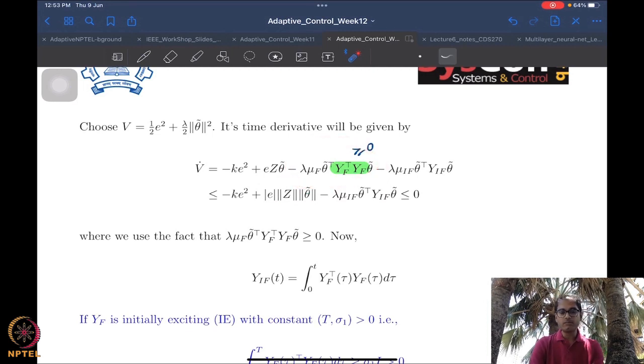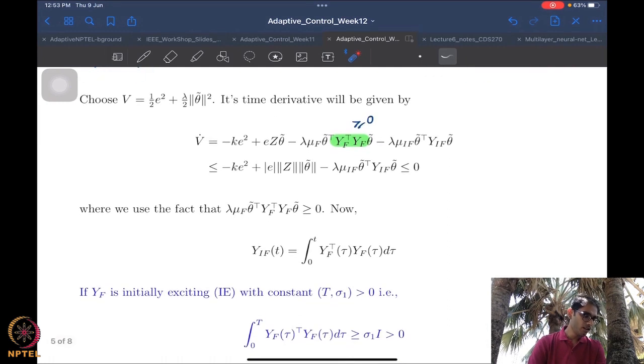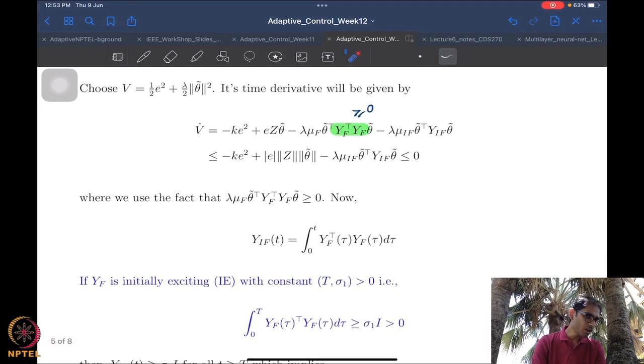Why we keep this term in the update law is because it improves the numerical performance. This has been shown and proven. So this term in the update law does improve the numerical performance of the adaptation law, and so it makes sense to keep this. All right. Excellent. So now if you look at it, I'm left with these three terms.